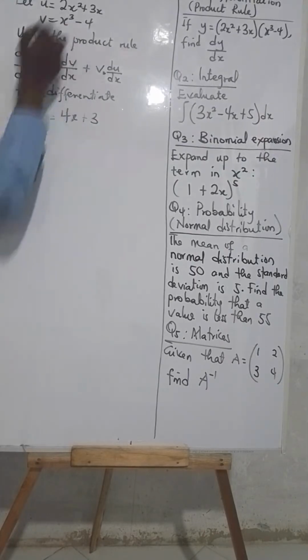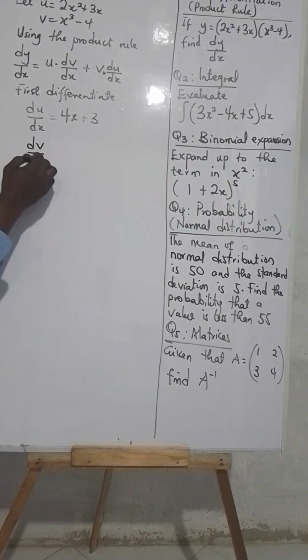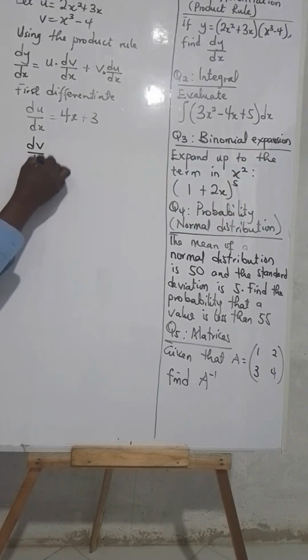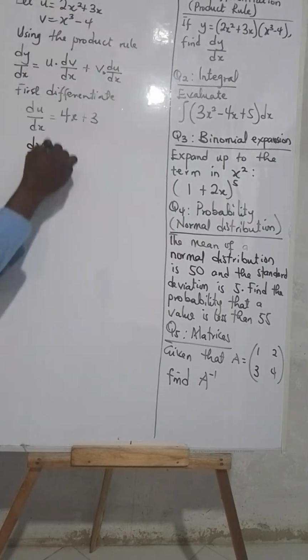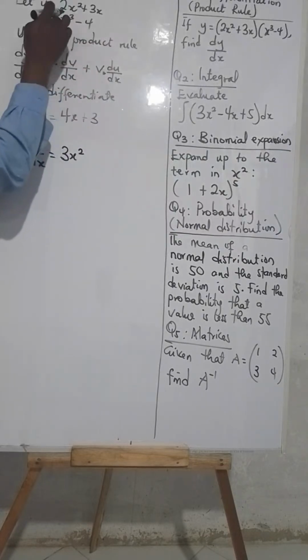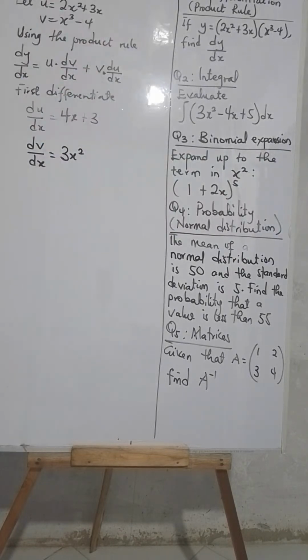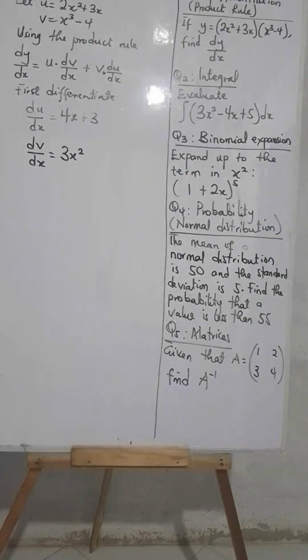Right. So with this, we have to find the dv dx. The dv dx also, we're having 3x squared. That's 3 by 1 is 3. Then you subtract 1 from the exponent 3 here. This one will not have anything.